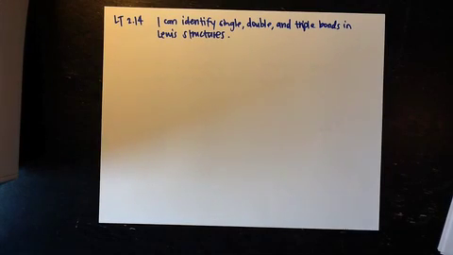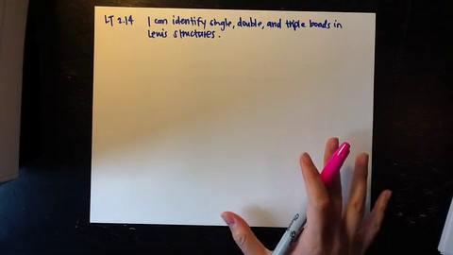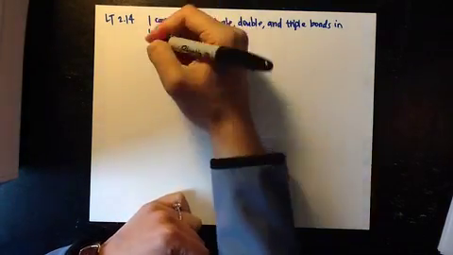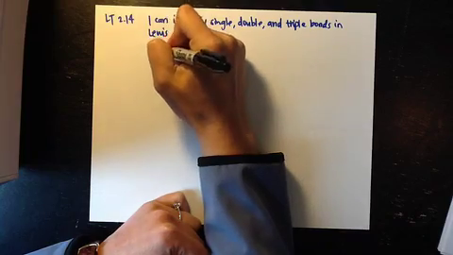Learning target 2.14, I can identify single, double, and triple bonds in Lewis structures. This is another nice and brief one. Okay. Here's what you need to know. Let's start with the single bond.